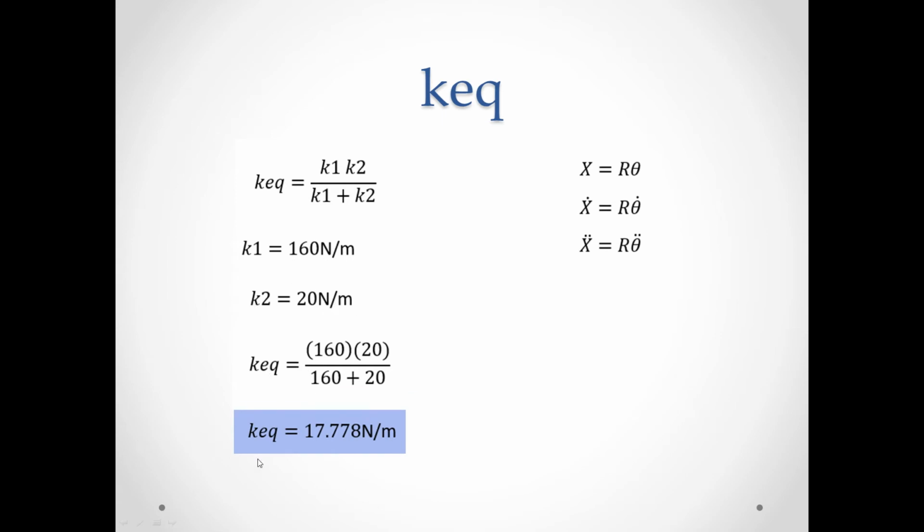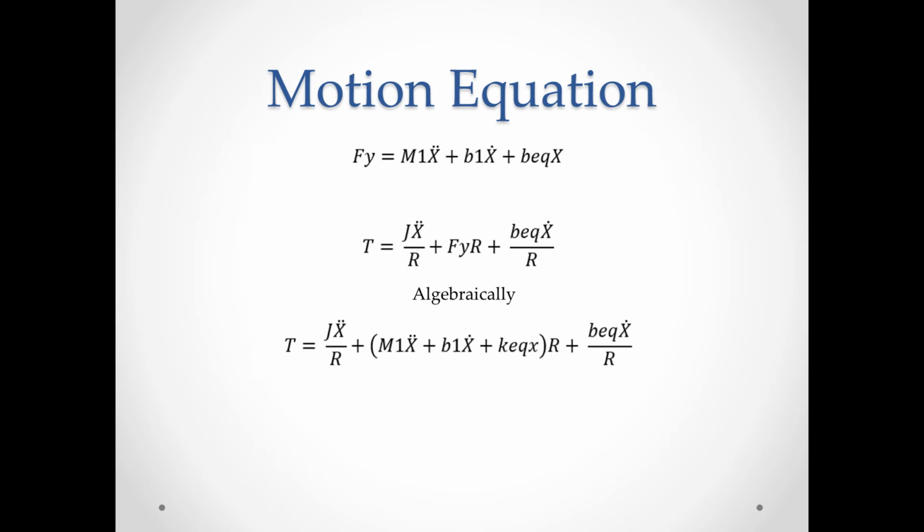Let's put them in the equation. We get K equivalent is 17.778 newtons per meter. The motion equation was found by referring back to our diagram: Fy equals m1 x double dot plus b1 x dot plus b equivalent x. And then we have our torsion motion equation, which is T equals J x double dot all over r, radius, plus Fy r plus b equivalent x dot all over r.